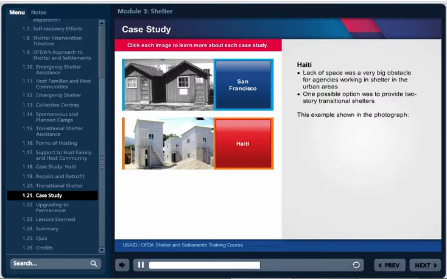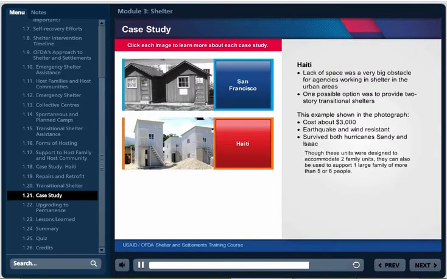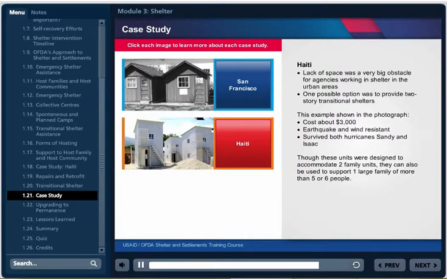The two-story shelter in the photograph cost about $3,000, was designed to be both earthquake and wind resistant, and has survived both Hurricanes Sandy and Isaac intact. Though these units were designed to accommodate 2 family units, they can also be used to support one large family of more than 5 or 6 people.